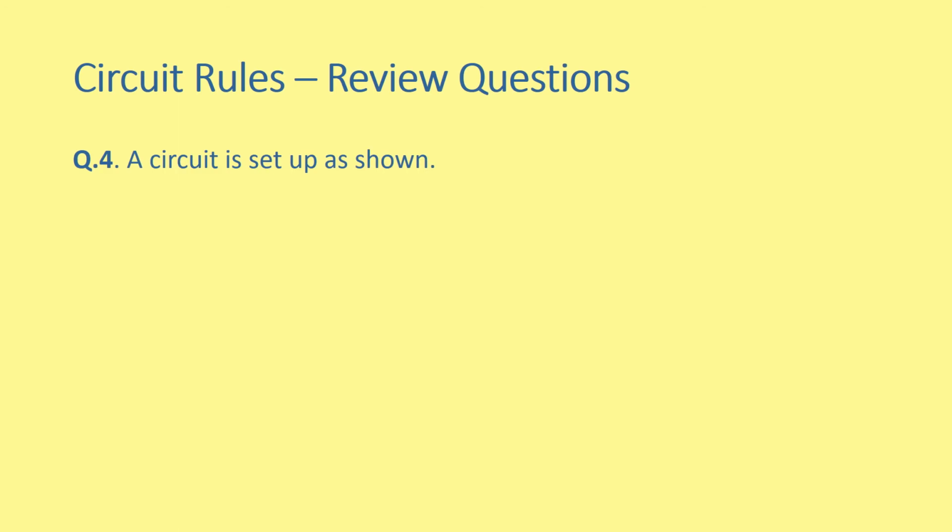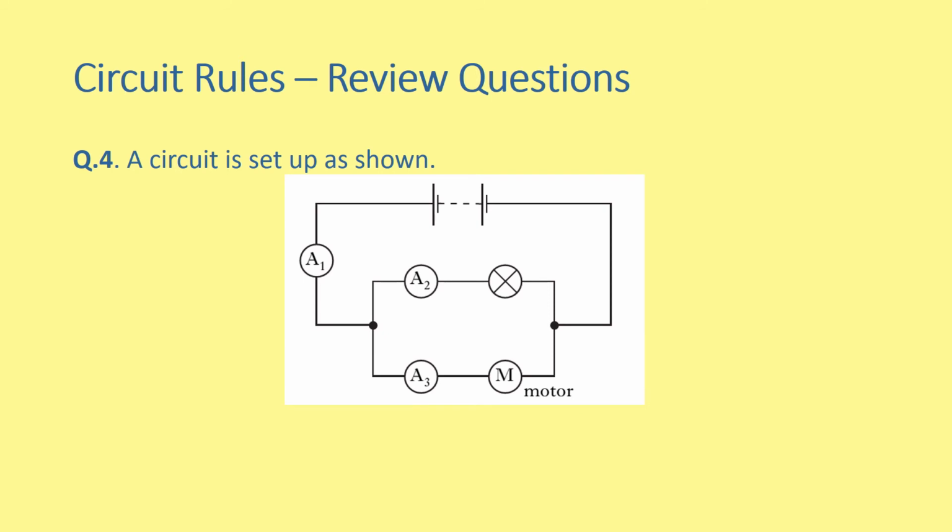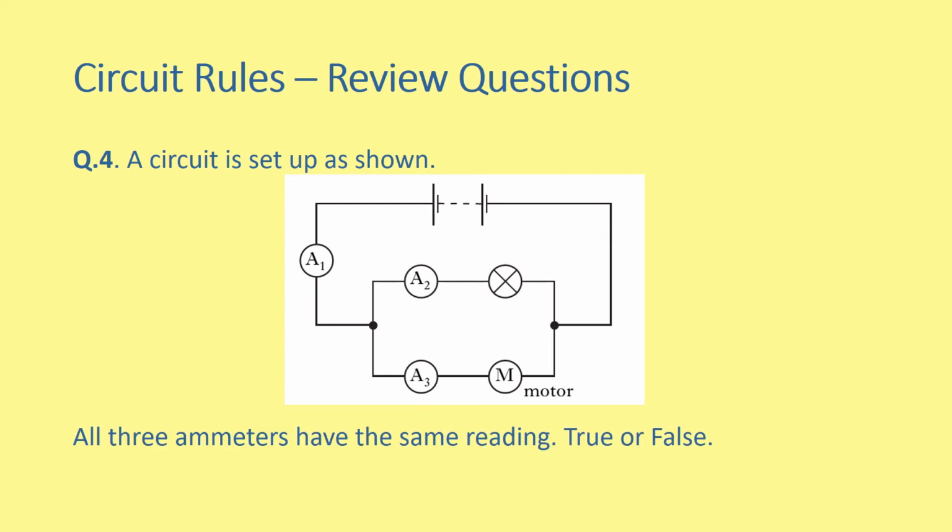Question 4. A circuit is set up as shown. Now this is more difficult. This is a mixed circuit, so we have series elements and parallel elements to it. All 3 ammeters have the same reading, true or false. Well, we can see the current in A1 is in the series part of the circuit. Now current A1 must come from current A2 and current A3, because the currents in a parallel circuit, remember, are I parallel equal to I1 plus I2, and so on. So that means that A1 being measured here must be greater than A2 and A3, because in this example, I1, the current measured by ammeter 1, is equal to I2 plus I3. So this is false.